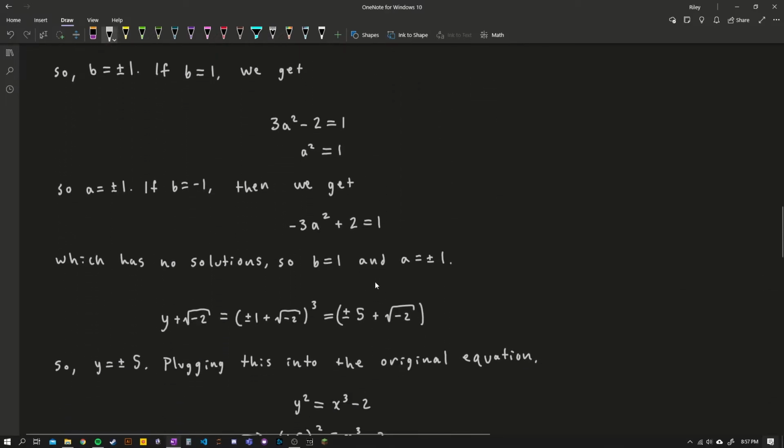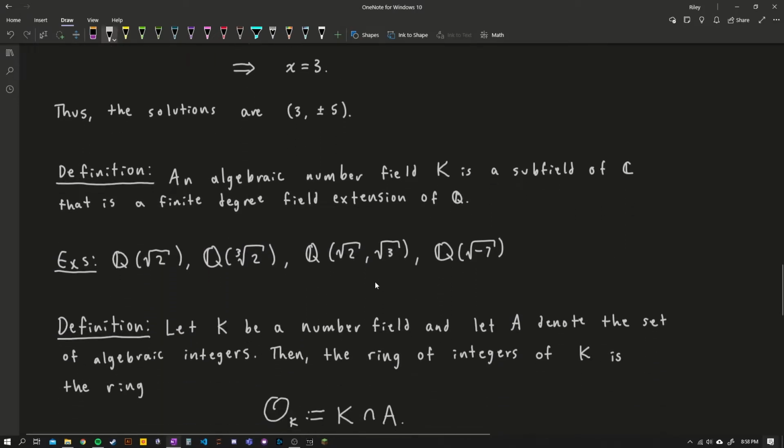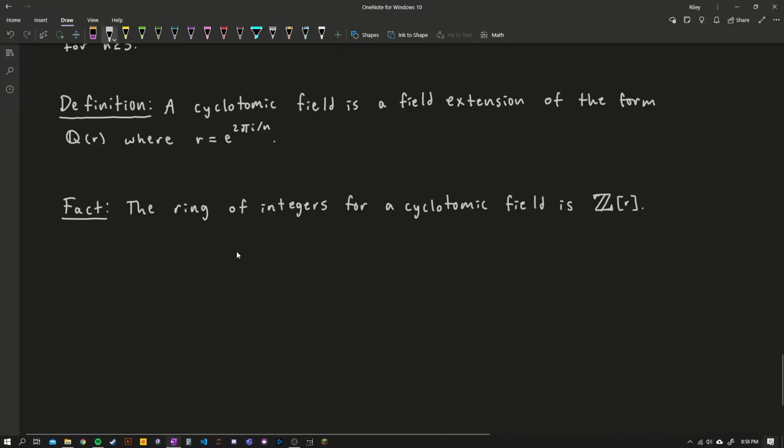Unfortunately for Lamé, his proof relied on the assumption that Z adjoin r is a unique factorization domain. Working under this assumption, he was able to come up with a proof of Fermat's last theorem, but later it was pointed out by another French mathematician, Joseph Liouville, that Z adjoin r in general does not have unique factorization.